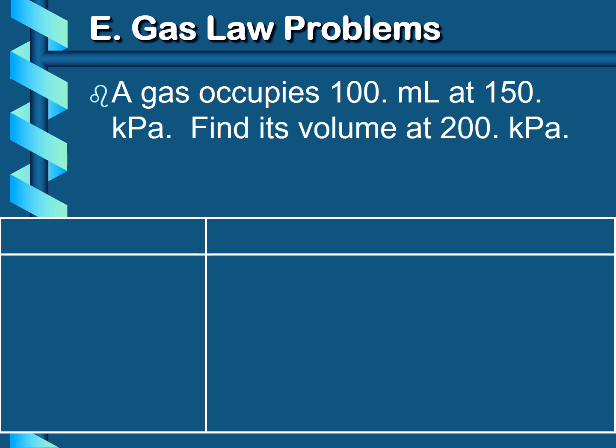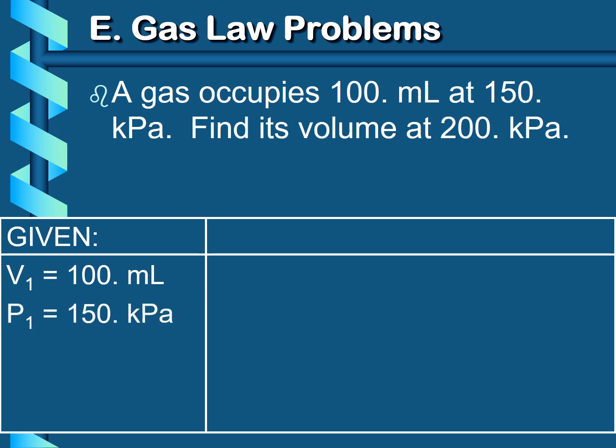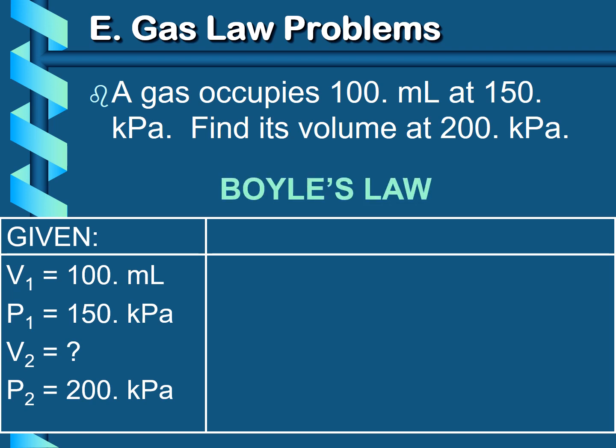In here you have volume 1 equal to 100 ml and pressure 1 equal to 150 kilopascal. V2 is unknown and P2 is 200 kilopascal. Pressure and volume are compared in this problem. So I think we have in here a Boyle's law problem, but using the equation of the combined gas law.